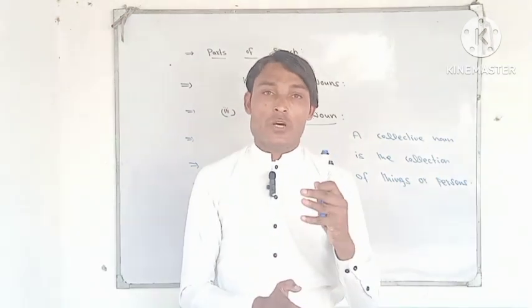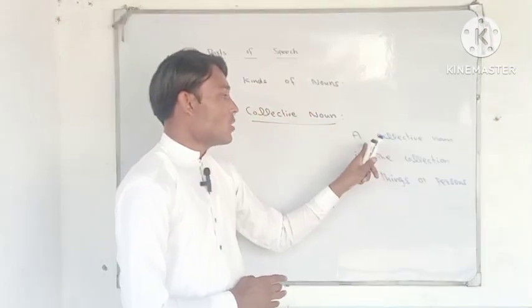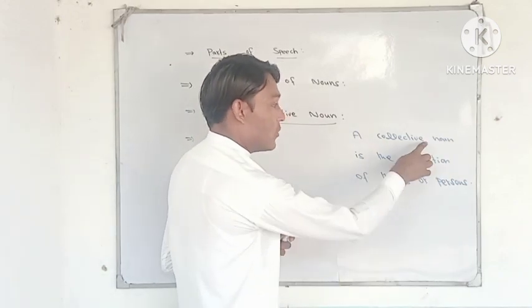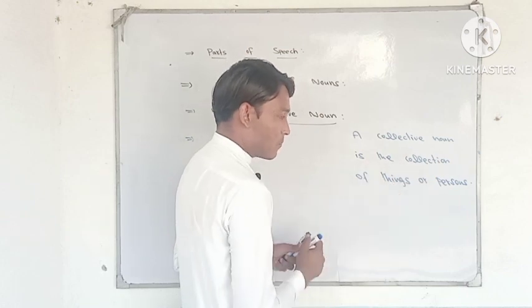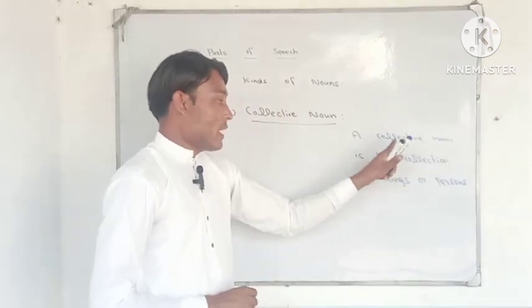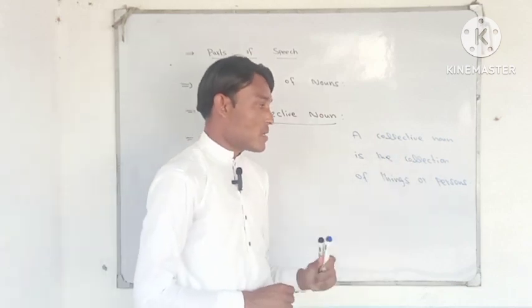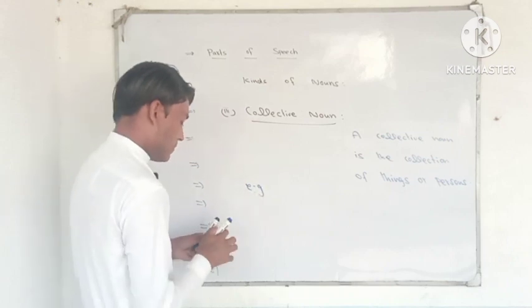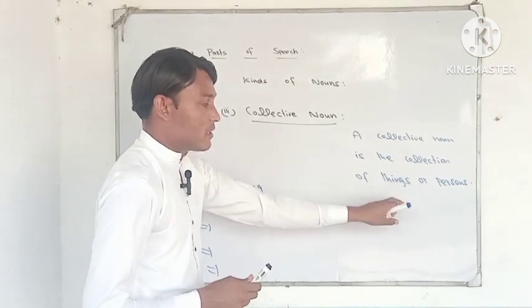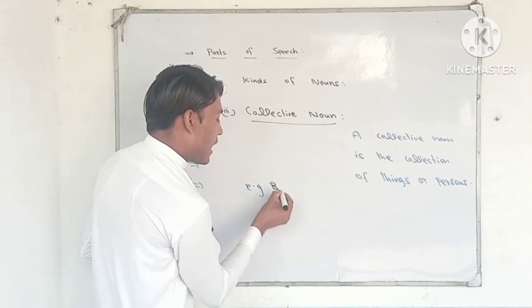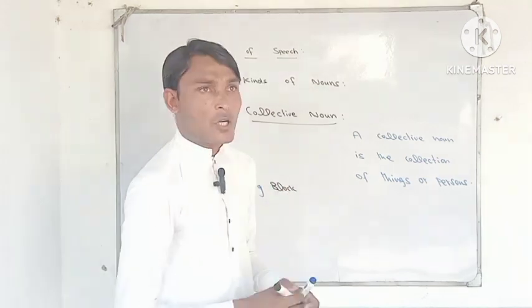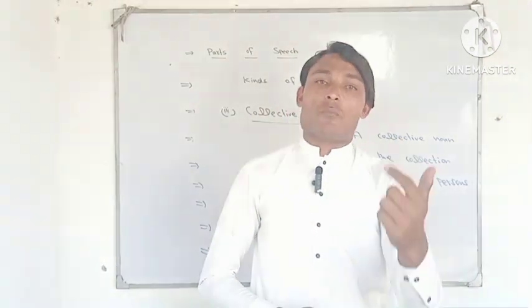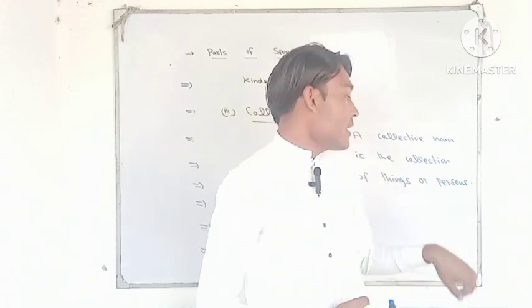So we may define very simply that a collective noun is the collection of things or persons. Let's give an example of things: block. What does block mean? A block is a large solid piece of material. So it is a counting thing.